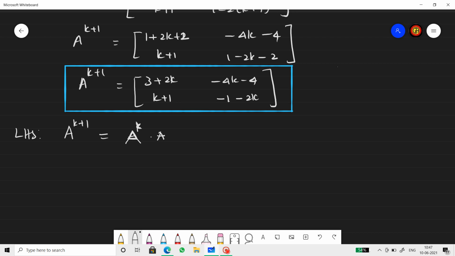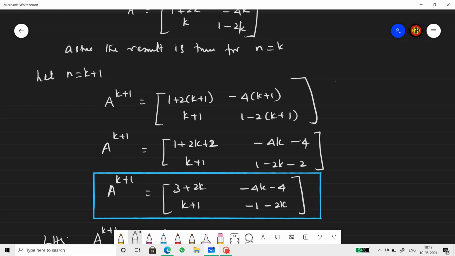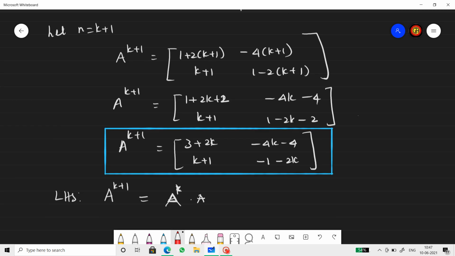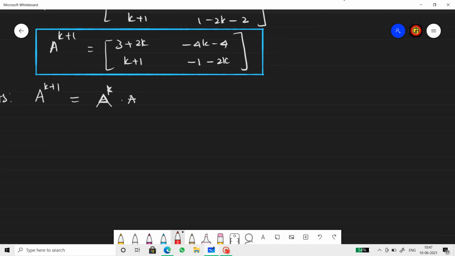Now what is A power k? A power k is the one that we get here. This is A power k. We assumed A power k matrix is true, right? So let's apply that over there.